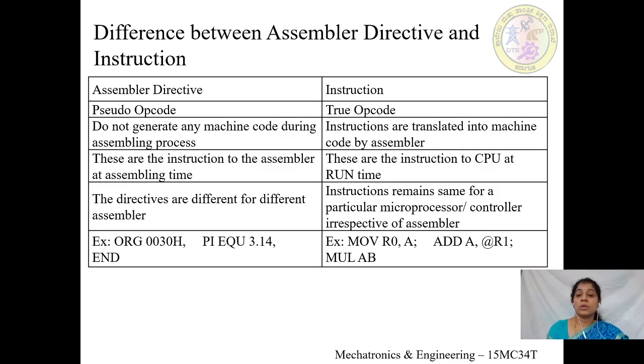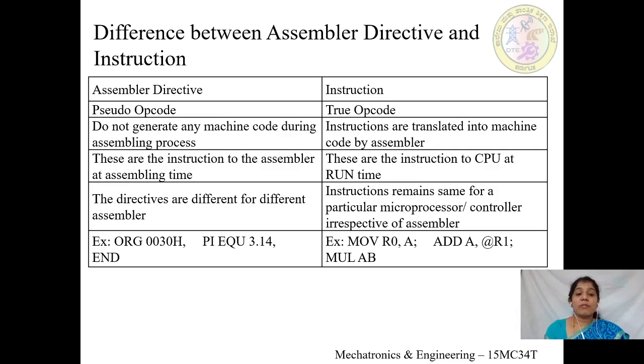They require an assembler to convert the assembly level language into machine level language. The next difference is that assembler directives are instructions to the assembler at assembling time, whereas instructions are for the CPU at runtime. The next difference is that directives are different for different assemblers, that is, assembler specific, whereas the instructions remain the same for a particular microprocessor or microcontroller irrespective of the assembler.